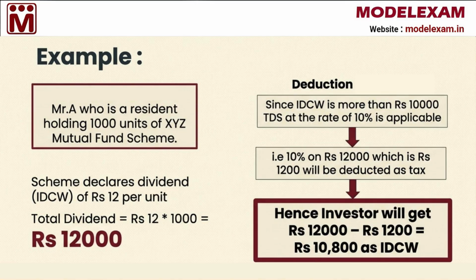10% of 12,000 rupees works out to 1,200 rupees. This 1200 rupees is deducted as TDS before the money reaches the investor. So after the deduction, Mr. A actually receives 12,000 rupees minus 1200 rupees, which equals 10,800 rupees as his net IDCW. That is the actual amount that lands in his hands after tax.